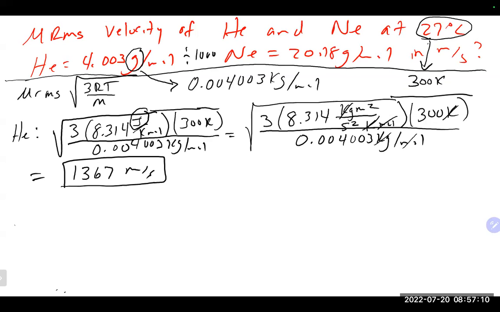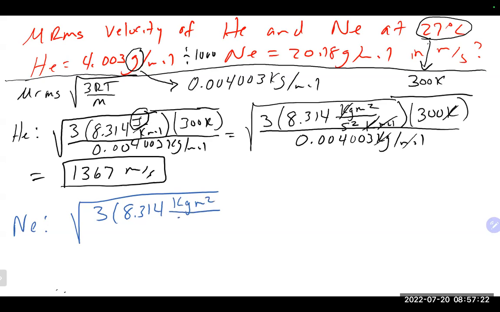Once again, we'll do the same thing here for neon. It's going to be the square root of 3 times our 8.314. Once again, I get rid of the joules here, so that will be kilograms meter squared per second squared, Kelvin times mole, times our 300 Kelvin, which is our same temperature.